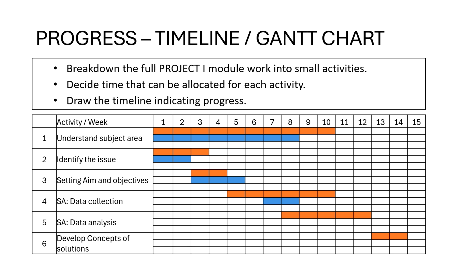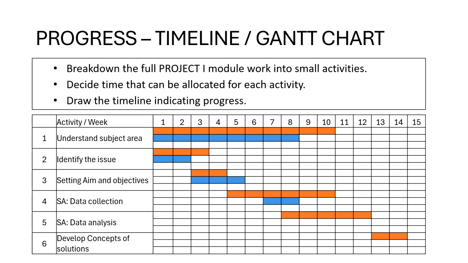Now, assuming that we are in the 8th week, you are still trying to understand the subject. It's okay. You can go past the red line also. If you look at the second one, identify the issue, you have kept 3 weeks, but within 2 weeks you have been able to identify the issue. That's good, right? But for setting the aim and objectives, we have kept another 2 weeks, but you have taken 3 weeks.